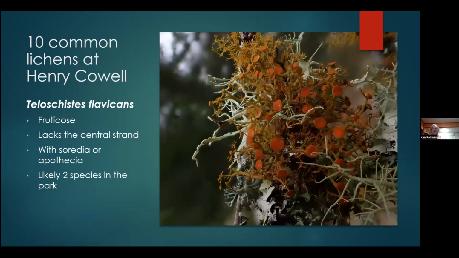Teloschistes is a wonderful lichen to see when you find it. We'll see some on Friday up near the observation tower. It's a fruticose lichen. It's this beautiful bright orange color. It can have either ceridia or apothecia. These orange plates are apothecia, and there's likely 2 species in the park. You can tell it apart from the orange usnea because it does not have a central strand like usnea does.